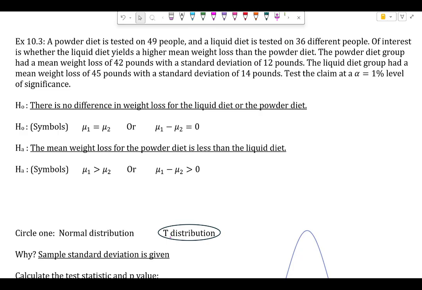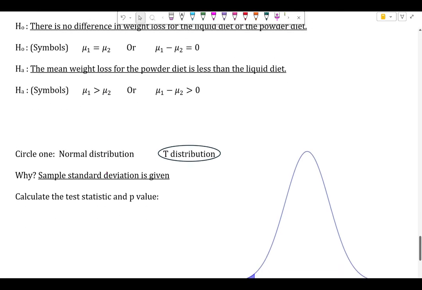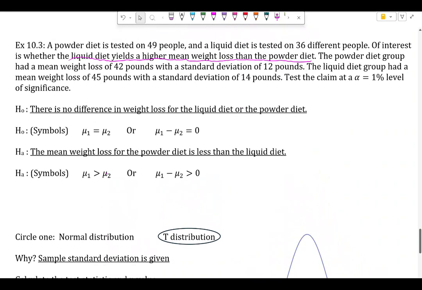So again, the null hypothesis is the assumption of equality. Therefore, there would be no difference in weight loss for the liquid or the powder diet. Mu1 equals mu2, or the difference between them is 0. The alternative of interest is whether the liquid diet yields a higher mean weight loss than the powder diet. So if we do it this way, the mean of the first population is greater than the mean of the second population. Yeah, I think this should be the other way around.